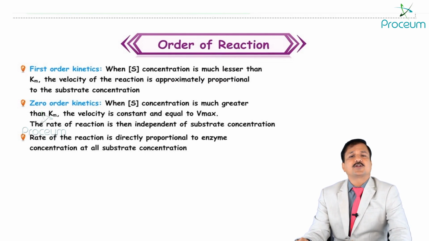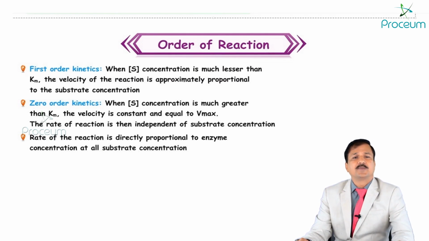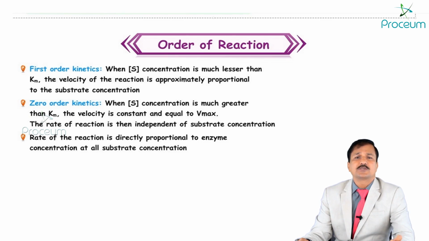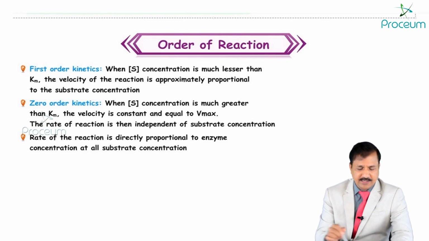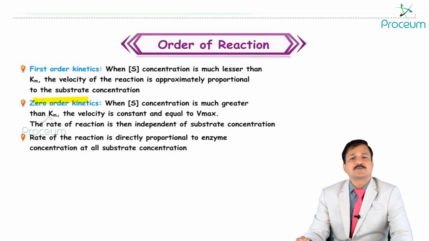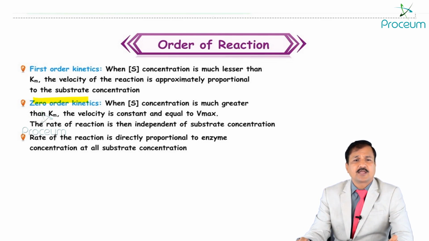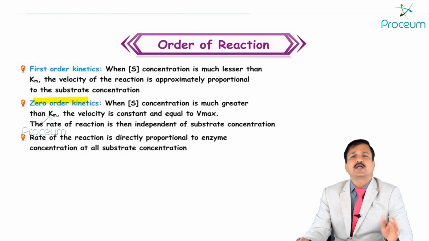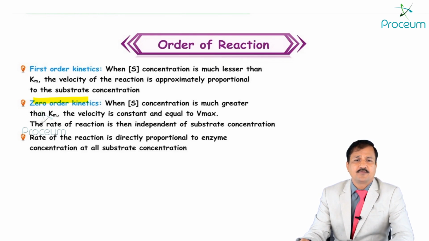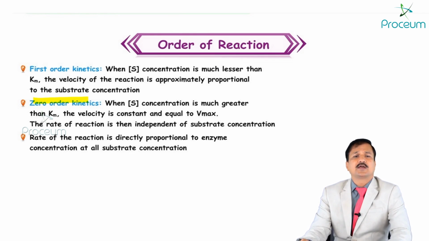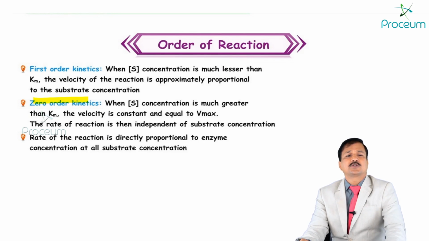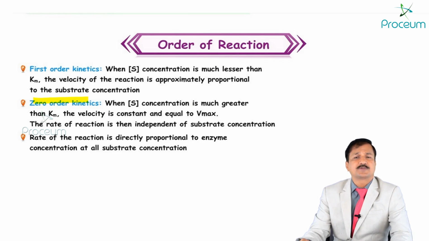In this slide, I have given what is first order kinetics and what is zero order kinetics. When the substrate concentration is much less than the Km, the velocity of the reaction is approximately proportional to the substrate concentration. And in zero order kinetics, when the substrate concentration is much greater than the Km, the velocity is constant and equal to Vmax, and the rate of reaction is independent of substrate concentration. And the rate of reaction is directly proportional to the enzyme concentration at all substrate concentrations.